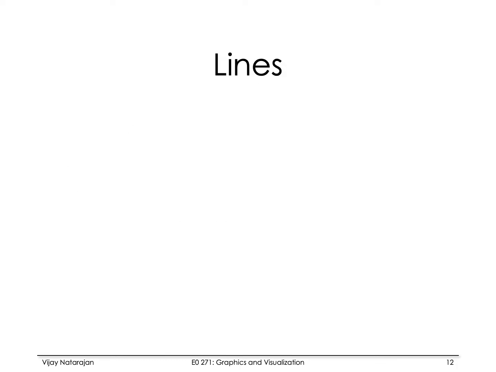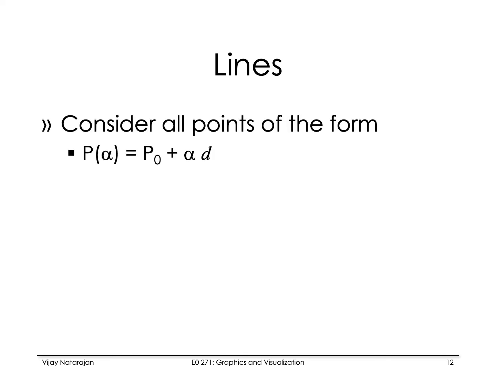A line is an affine space. It's a very special affine space that is defined in the following way, right? So a point P sub 0 together with plus alpha times D, right? So this is the affine space that gives you a line. So all points on this line are defined by a single parameter alpha that tells you how far you are from P sub 0 in the direction D. Of course, alpha can take positive and negative values.